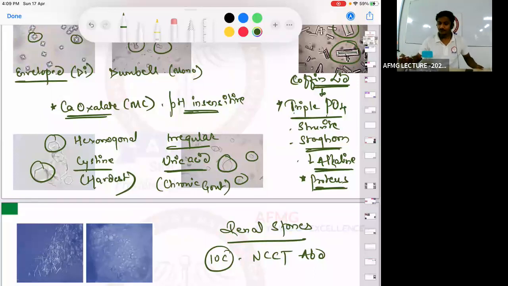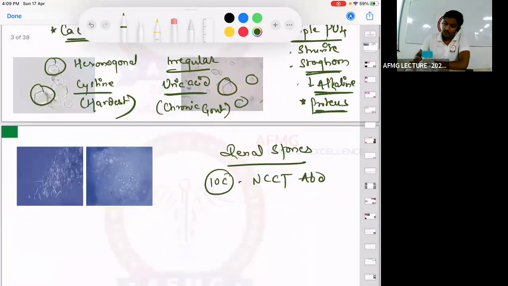And what is the most common pathology behind calcium oxalate stones? Anybody? This was asked. More common than hyperthyroidism is idiopathic hypercalciuria. Okay, the most common cause of calcium oxalate stones is idiopathic hypercalciuria. Important. Okay, no issues with this.